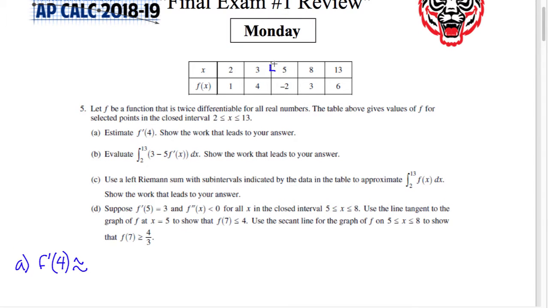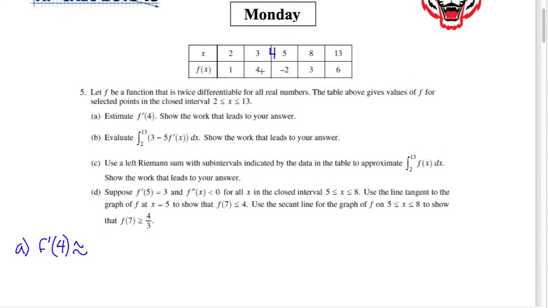Well, we need to approximate 4. 4 is in between 3 and 5, so we're going to use the secant line between 3 and 5. And the secant line's slope is y2 minus y1 all over x2 minus x1. So it's the y coordinates first. I have -2, and then I subtract the 4. And I'm going to divide that by 5 minus 3.